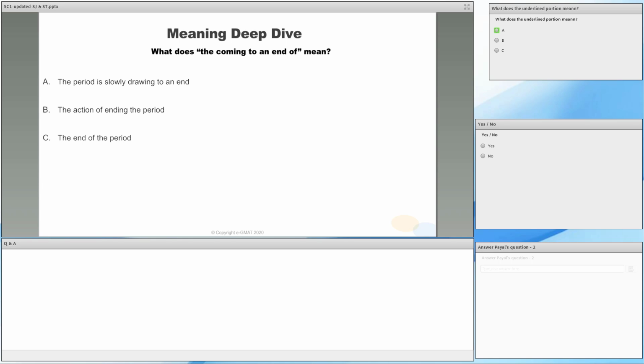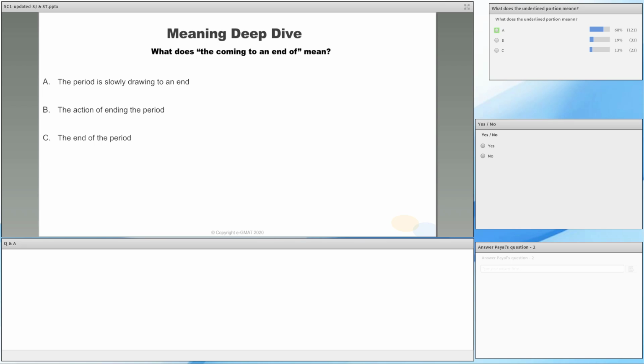I'm going to give you guys about 30 more seconds to think about this and lock in your votes. About 10 more seconds if you want to participate in this thought-provoking poll. What does coming to an end of mean? And this becomes really important, especially because this is the underlined portion of the sentence. So we have to understand what our buddy, the author here, is trying to communicate. Okay, so I'm going to go ahead and end the poll. I'm going to broadcast your results here.